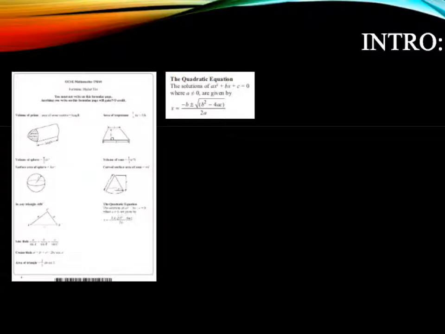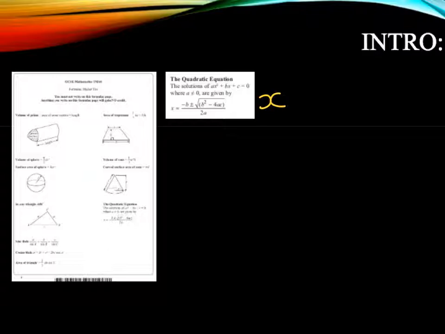Now for those people that are doing the new GCSEs, the 1 to 9 GCSEs, or if you're following a different exam board or a different specification, this may not be given and you will need to learn it. Although it looks complicated, once you've mastered what's going on, it's not that difficult to learn. So let's see what's going on here then.